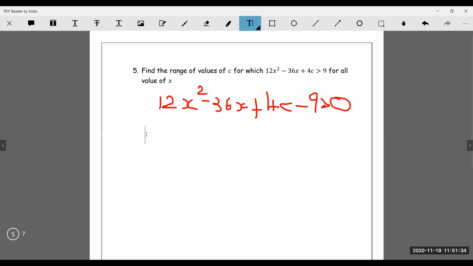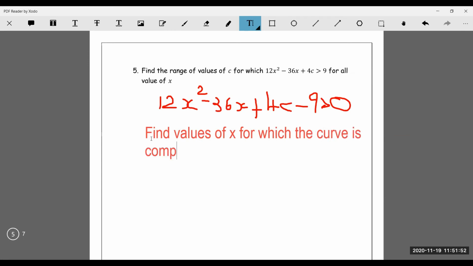So what this question is saying, I'm translating: find the values of c for which the curve is completely above the x-axis. That's what this question is saying. Once you see greater than 0, it means above the x-axis. When you say less than 0, it means below the x-axis. So let's do this question now.